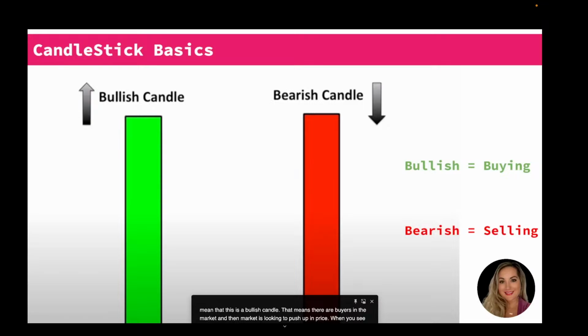That means there are buyers in the market and the market is looking to push up in price. When you see a strong red candle, like the one on the screen here to the right, that would be considered a bearish candle. When you see a bearish candle, that means that selling pressure is now in the market and that the price has come down. So just remember, green is buying and red is selling. Green means bullish, red means bearish.